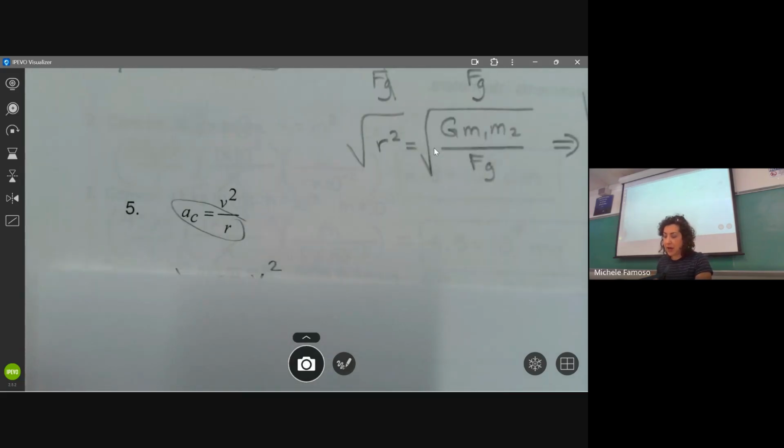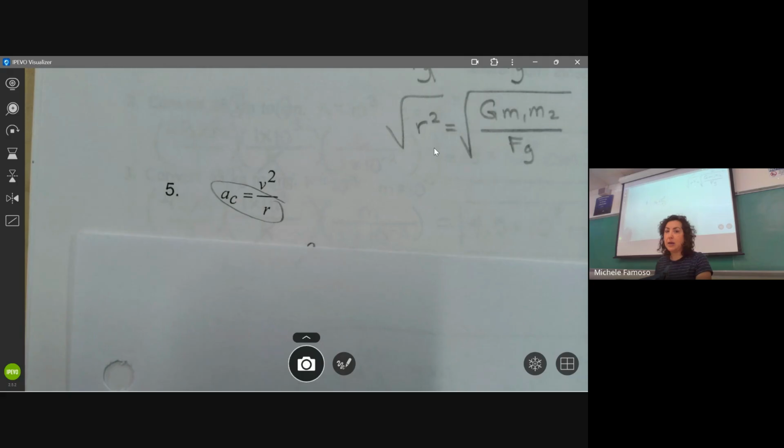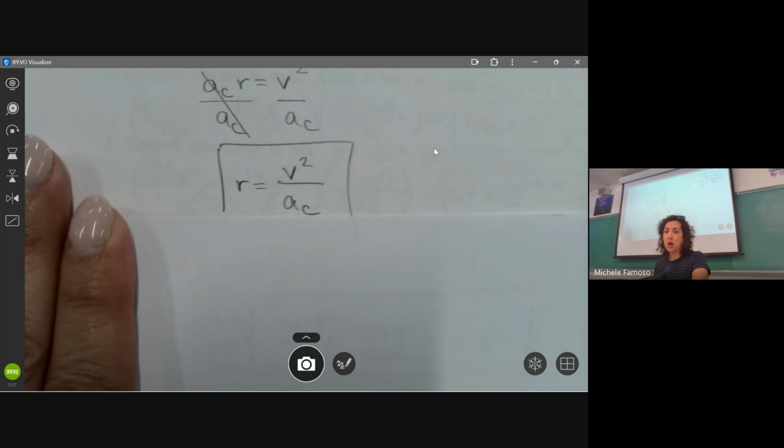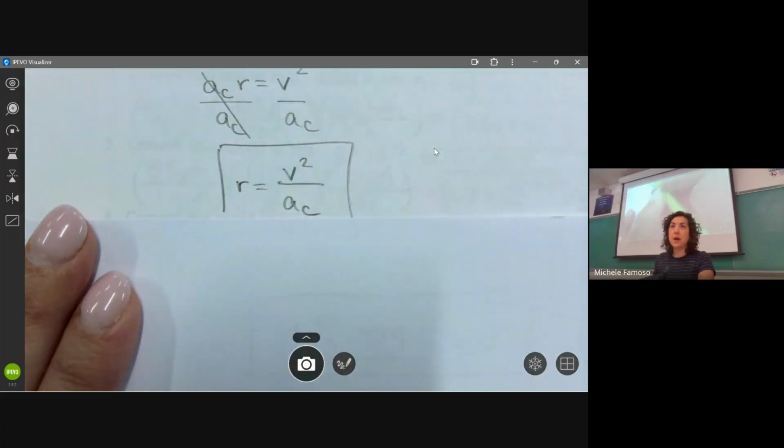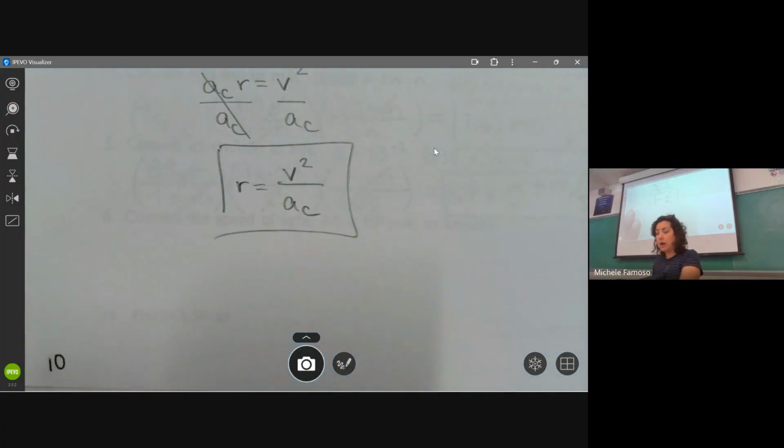All right, number 5, I got to get the r out of the bottom. Cross multiply. A C r is V squared. Divide both sides by A C. And that gives me my equation for r, V squared over A C. How are we doing so far? Okay. All right, let's go to the next page, number 6.